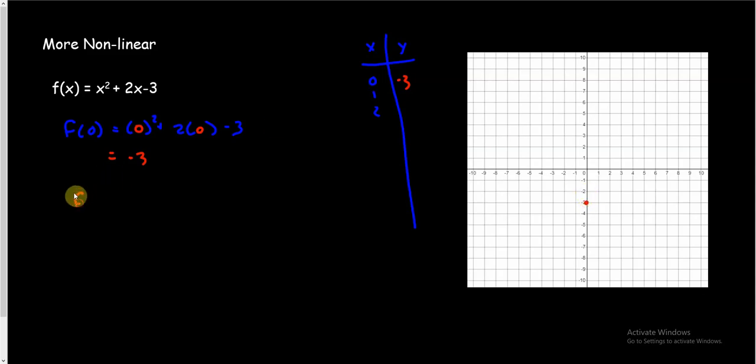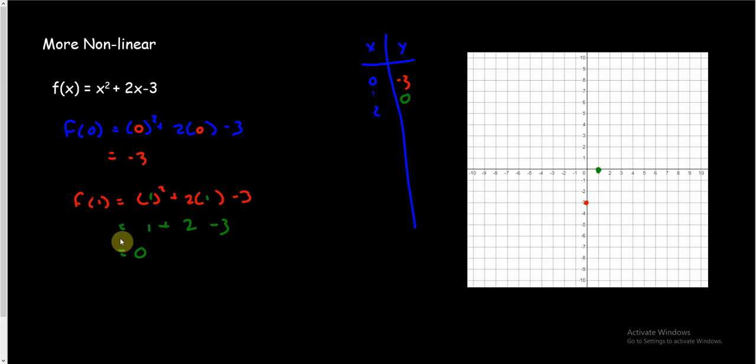So if I put f of 1, so I put 1 and 1. So let's see, that'd be 1 squared is 1 plus 2. So this is just going to be 1 plus 2 minus 3. So that's 3 minus 3. That's going to be 0. So we got the point 1, 0.